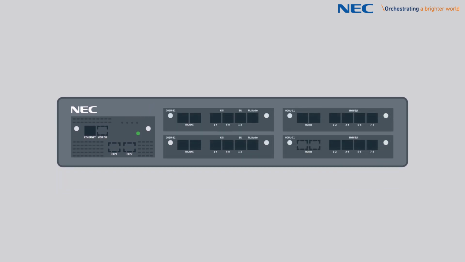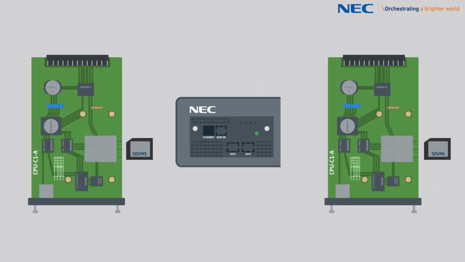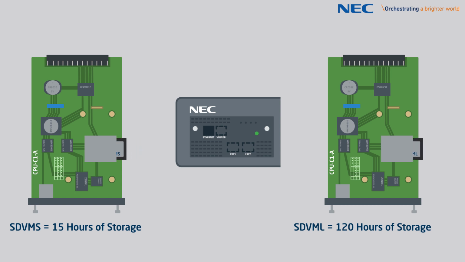In-mail voicemail is also available, either using the built-in storage of the CPU C1A or by adding the optional SD card. The built-in in-mail with the CPU C1A card provides 4 channels and 2 hours of storage. This can be expanded to 15-hour or 120-hour storage by adding the SD card to the CPU.